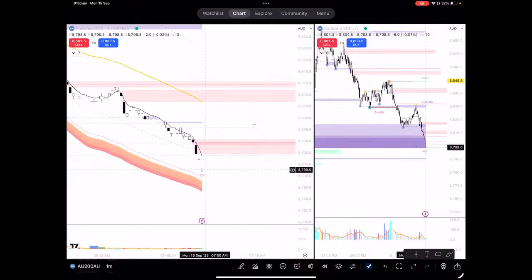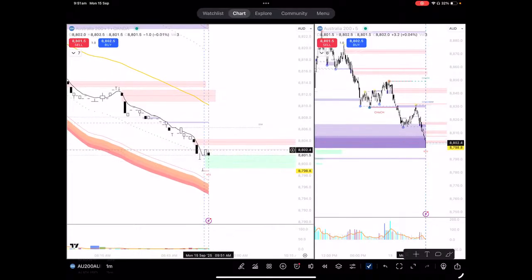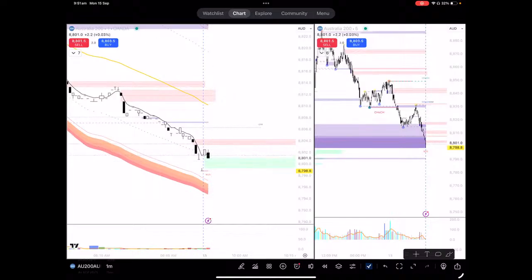Okay, so the market started with a gap up, as you could see. The market went up. It's 9:50. Let's see how the market reacts.